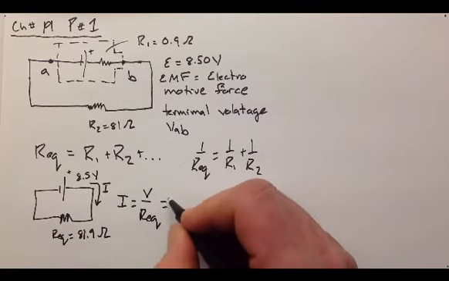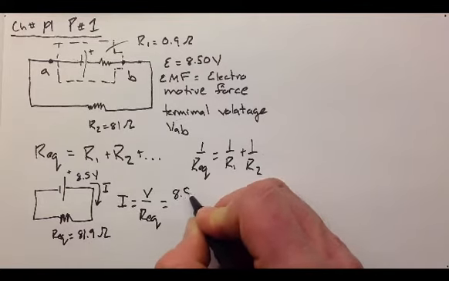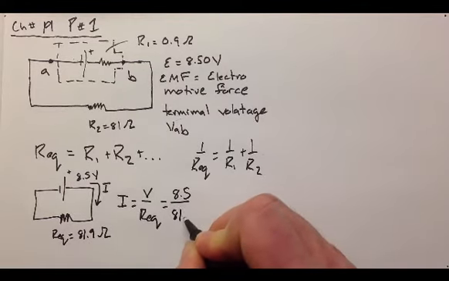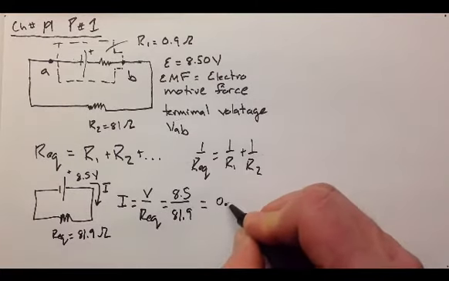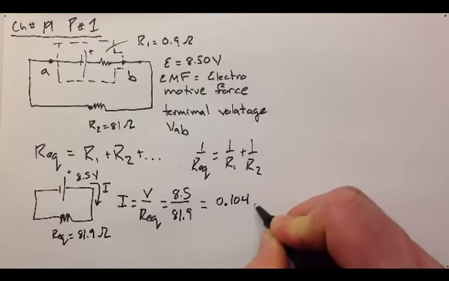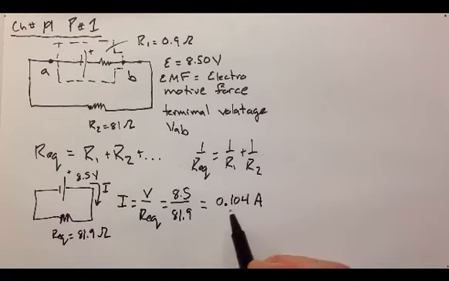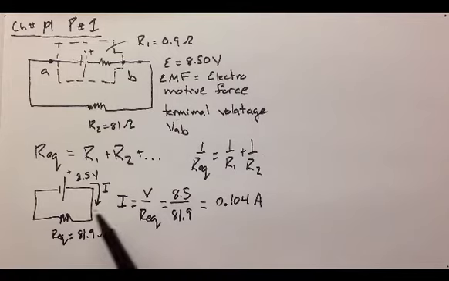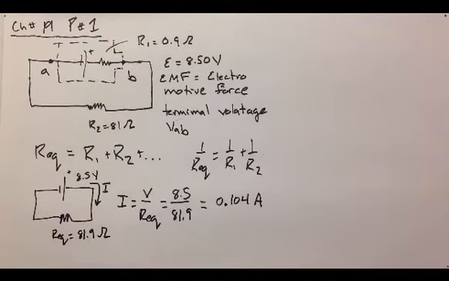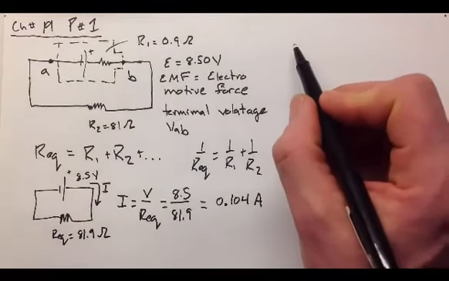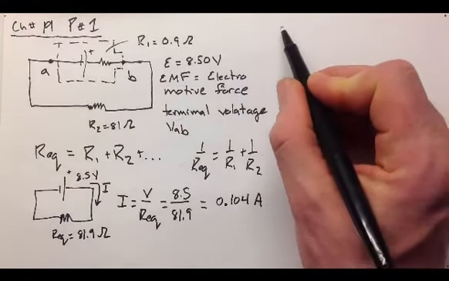So let's calculate the current coming out of this battery. Well, that would be the perfect voltage, 8.5, divided by the equivalent resistance. If I divide that out, I would get a current of 0.104 amps. Okay? So 0.104 coulombs per second of charge is coming out of that battery. Now, how much of this voltage gets lost across this resistor? To figure that out, we're going to talk about something called Kirchhoff's loop rule.